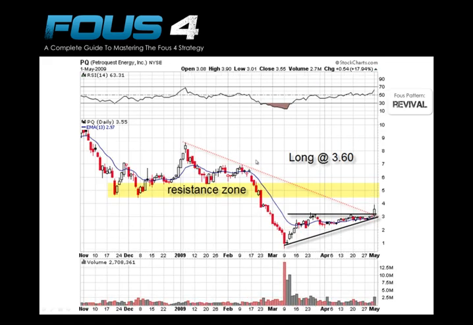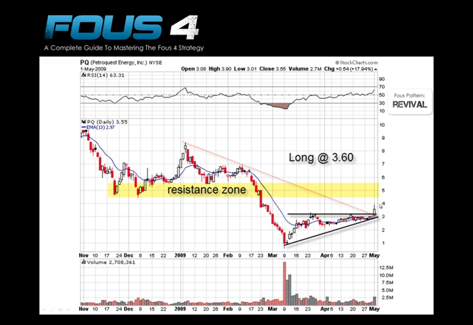Next up, we got PQ, Petrocrest. This is obviously a FUS revival pattern. As you can see here, we got the lead-in trend that's bearish. We also got this descending trend line that you can draw that actually broke out here as well, in addition to this three-phase breakout formation that was formed within the revival pattern. So we went long at 360.